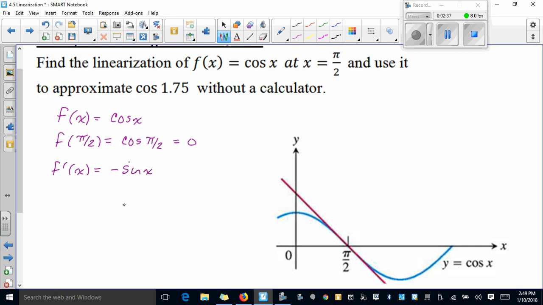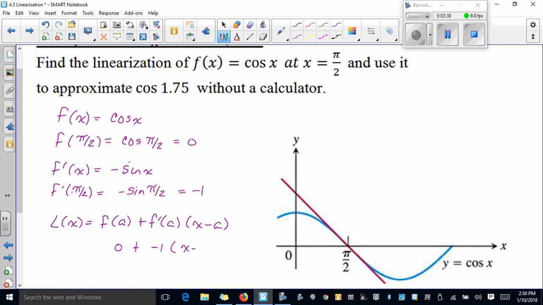So our linearization is f of a plus f prime of a times x minus a. This is giving us our linearization approximation. Now you can only use this if it's fairly close to the number that you're trying to use to begin with. So f of a is going to be 0 plus f prime at a, which is negative 1, times x minus pi over 2. So our linearization formula will be negative x plus pi over 2. Okay, 0 doesn't mean anything, and I distribute the negative. Now, there's our linearization formula.